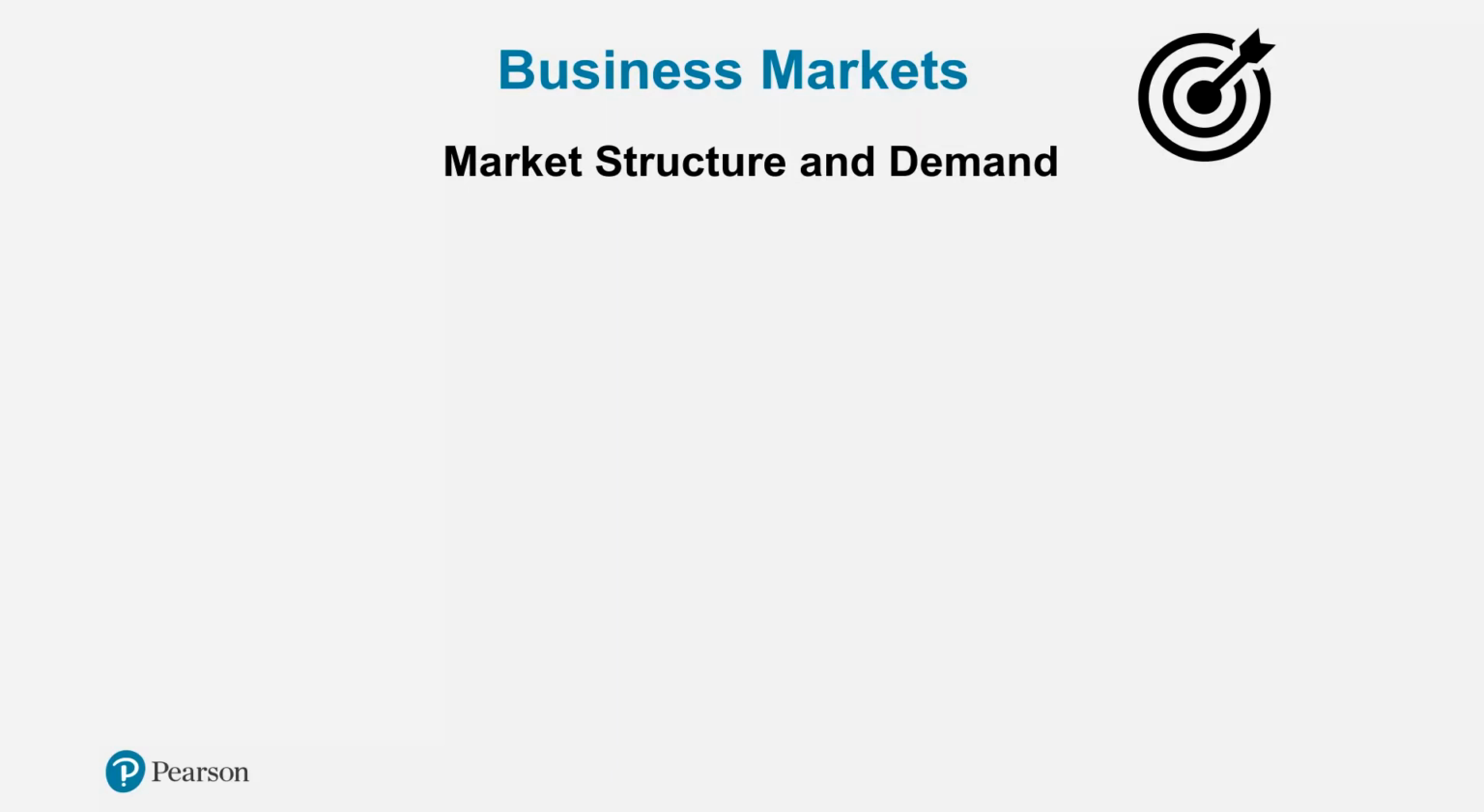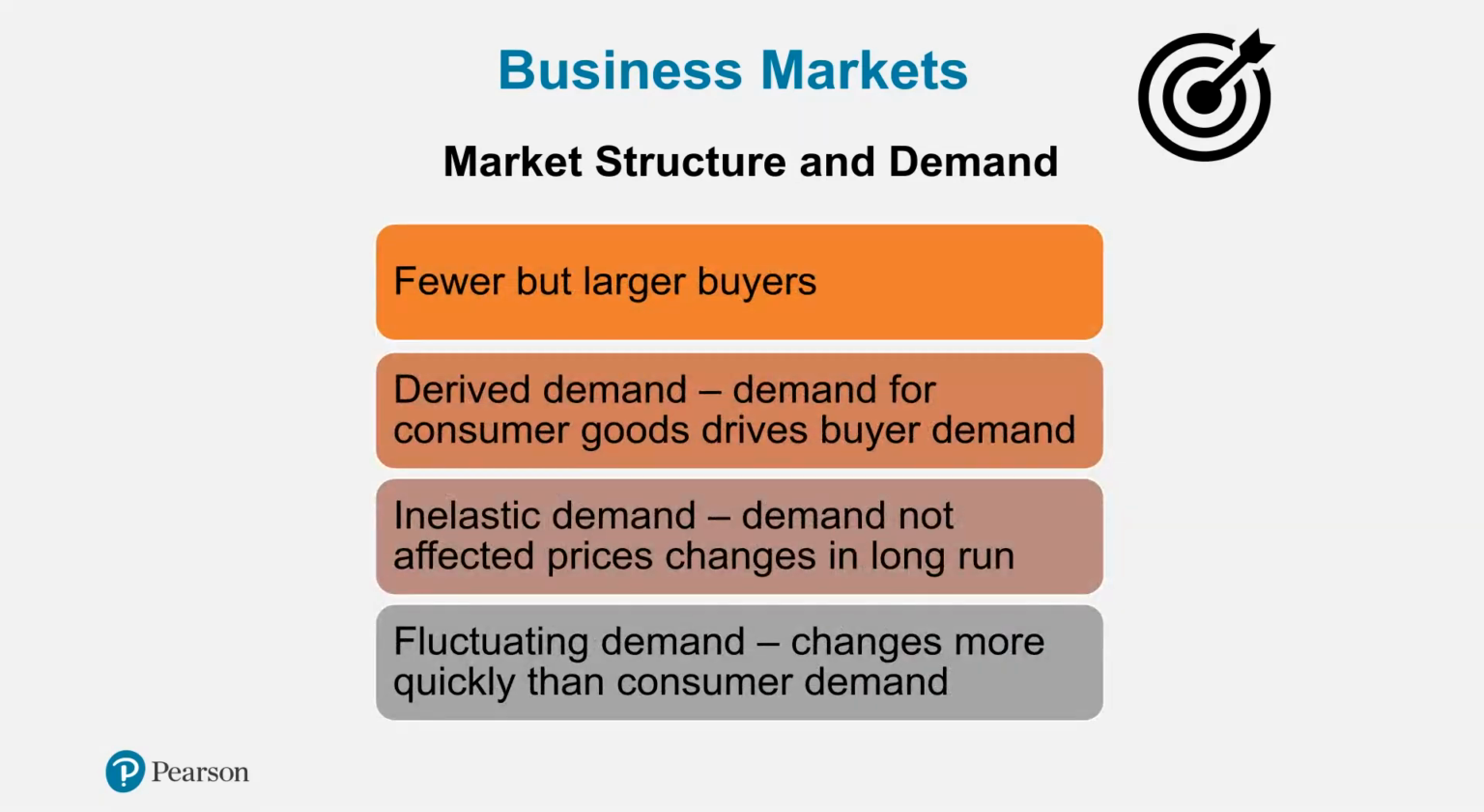So the first thing we want to talk about is market structure and demand. In a consumer market, there are millions and billions of consumers available. However, in the business market, there are a lot fewer buyers. So there are fewer but larger buyers of products that then sell to the end consumer. It's a derived demand, meaning that it's demand that is made up of consumers wanting to buy something. And therefore there's a market, and people are creating businesses to meet that market's needs. It's usually inelastic, which means that prices don't affect the purchasing patterns in the long run.